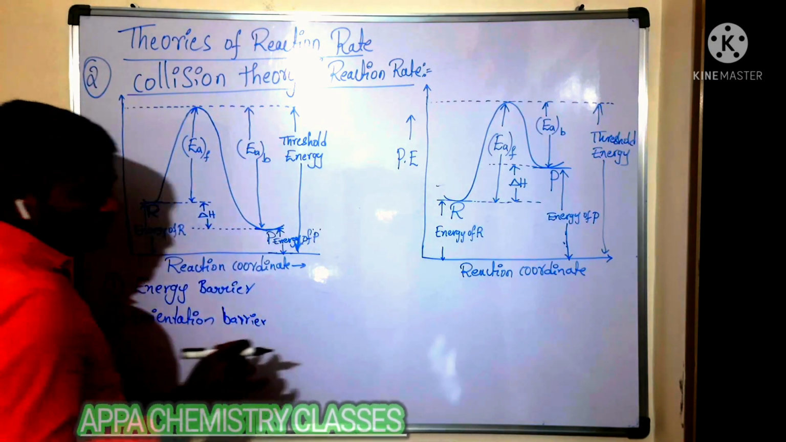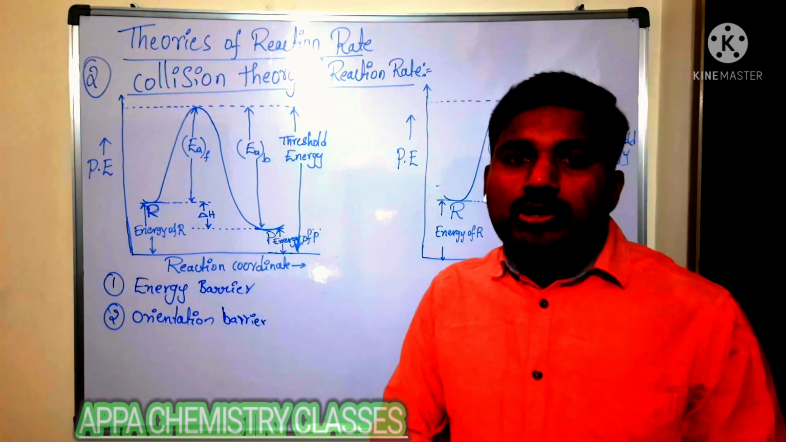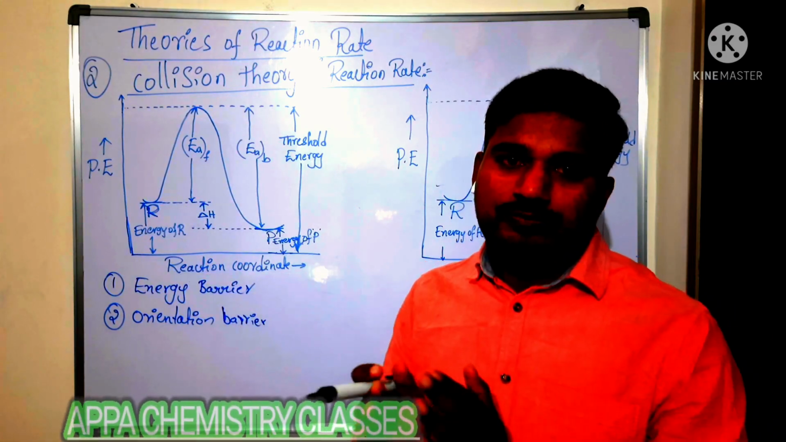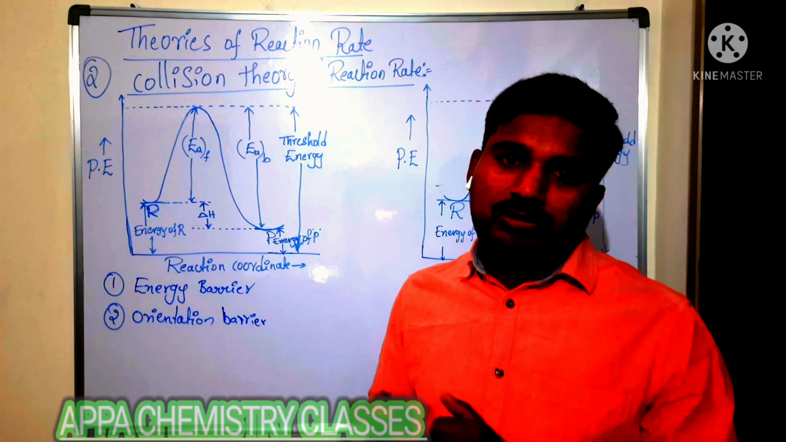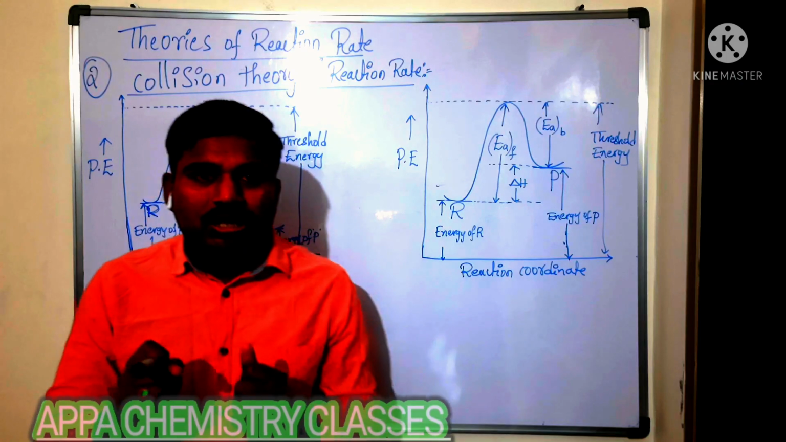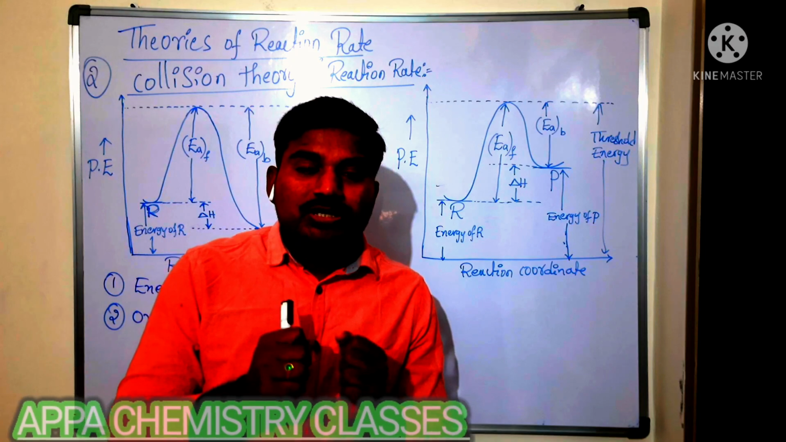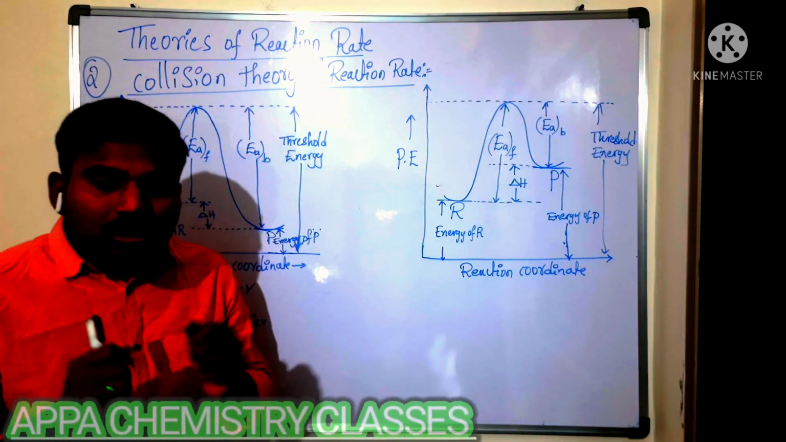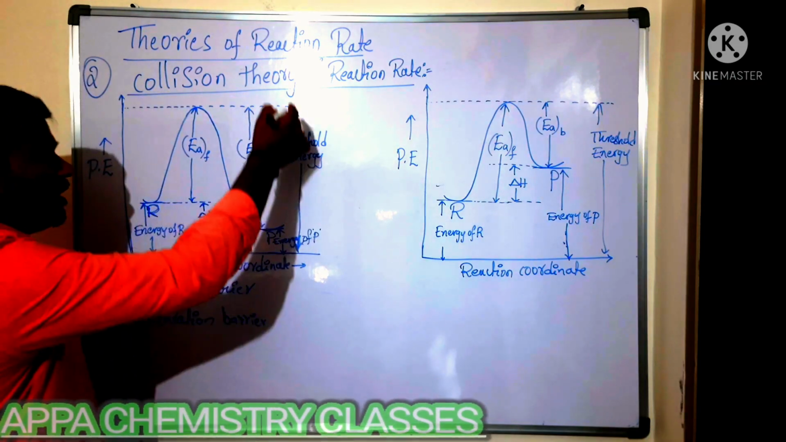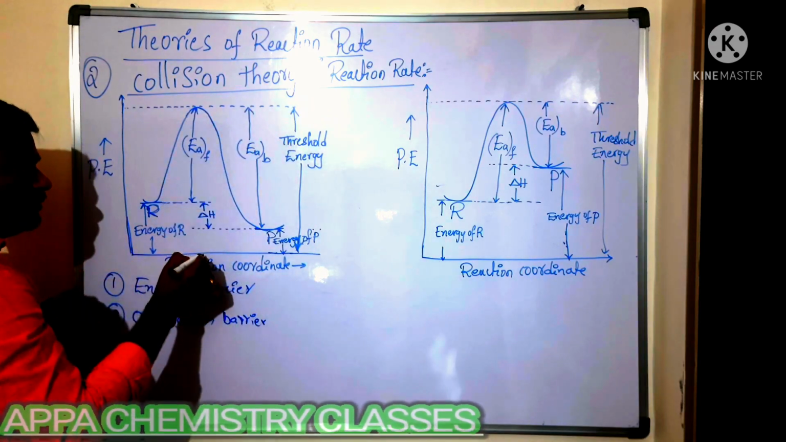Now what this collision theory tells us is that the reacting molecules must collide with each other to be converted to product. Without collision there is no formation of product at all. Whenever they collide, they must possess sufficient energy. The energy possessed by the reacting molecules to convert into product in a chemical reaction is called threshold energy. This is what we are calling threshold energy, from here to here.